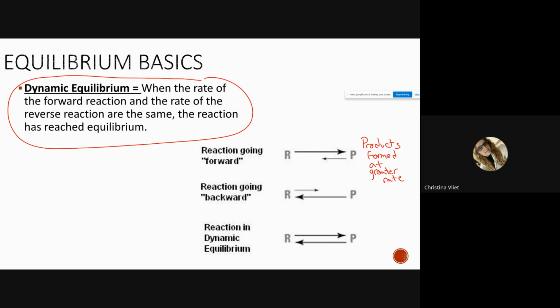This means that reactants are being formed at a greater rate than products.